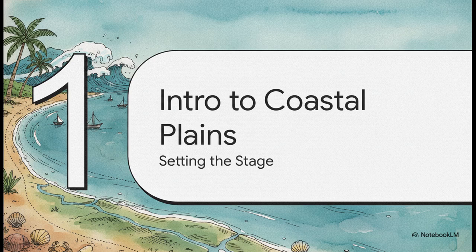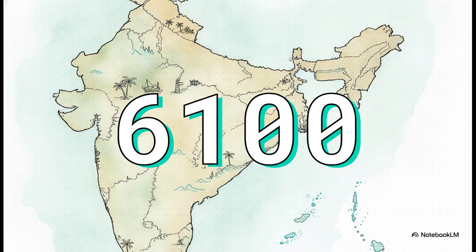Let's set the geographical stage here. Now look at this massive number on screen, 6,100. Direct exam question alert, guys. The Indian mainland coastline stretches for a massive 6,100 kilometers. Now, if you add in the islands, Lakshadweep and Andaman and Nicobar, it's way longer. But the mainland alone is 6,100 kilometers, spanning across 13 states and union territories. Just imagine the incredible diversity along that massive stretch.